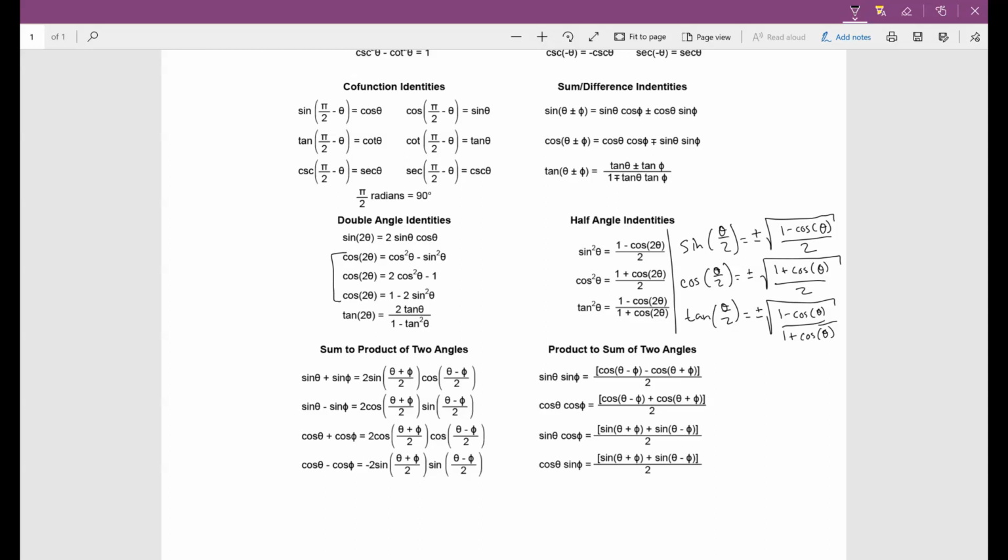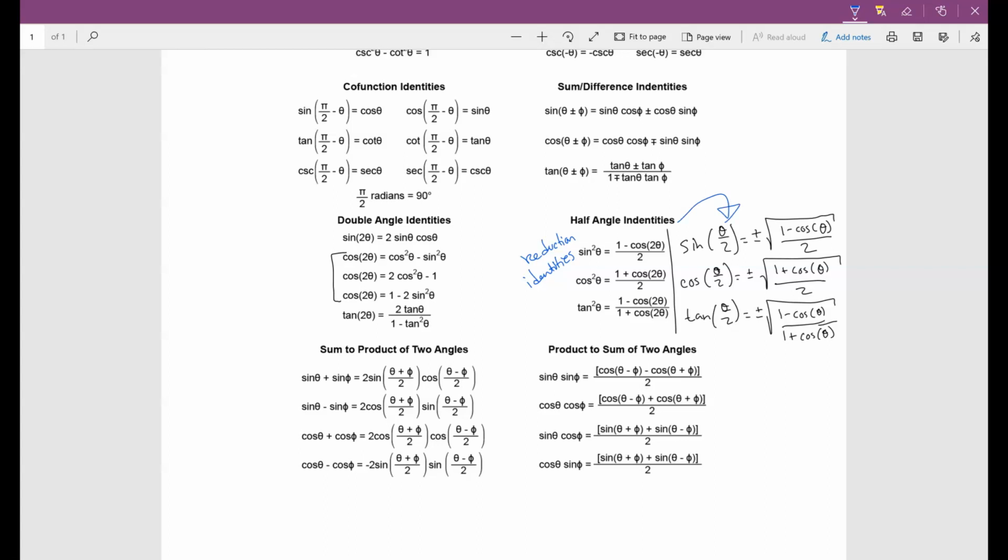Then you have something called the half angle identities. These identities on this side, I like to call them the reduction identities, because you're basically reducing the square to something that doesn't have a square. And over here you have what we call the half angle identities.